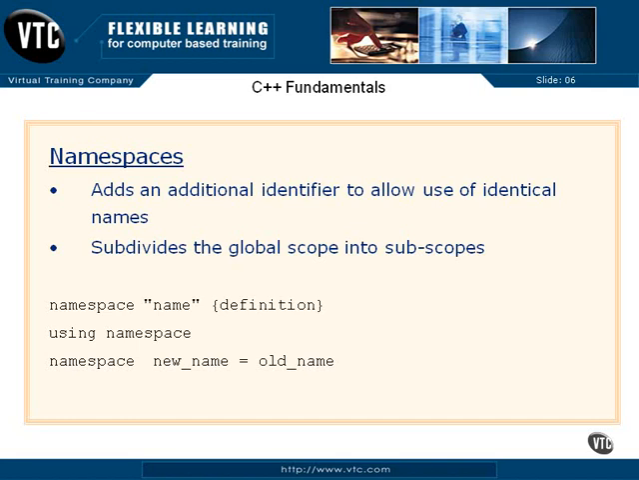You then use the word using to select the namespace or multiple namespaces that you want to use in the particular part of code that you happen to be in at the time. And we'll take a look at an example here in just a minute. You can also make a new name for an old namespace. The old namespace might be really long and drawn out, so you can give it a shorter name, make it a little easier to write your code later on.